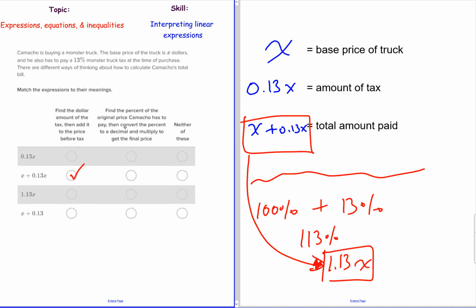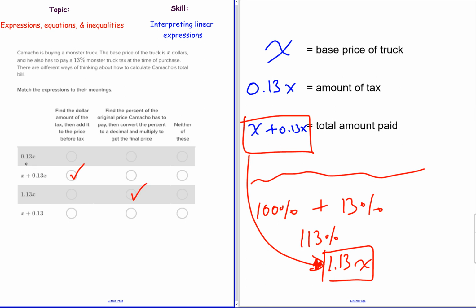All right. Find the percent of the original price Camacho has to pay, then convert the percent to a decimal and multiply to get your final price. Well, what percent does he have to pay? He has to pay 100% of the price of the truck, plus 13% more is 113%. Convert that to a decimal is 1.13 times X. So this goes with that, right?